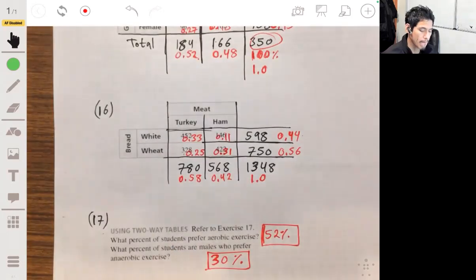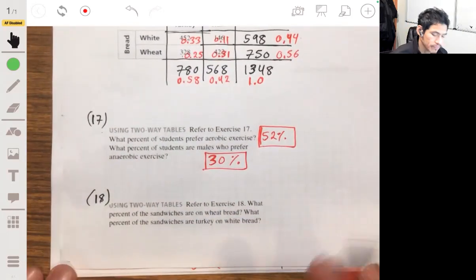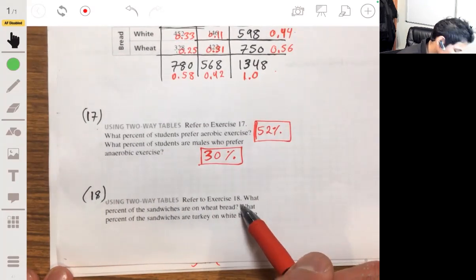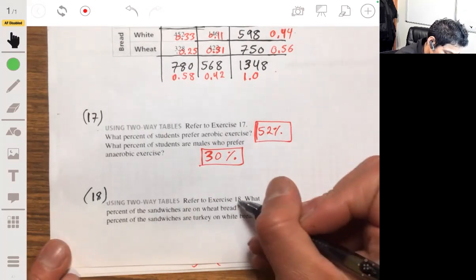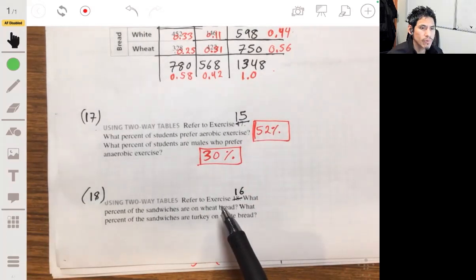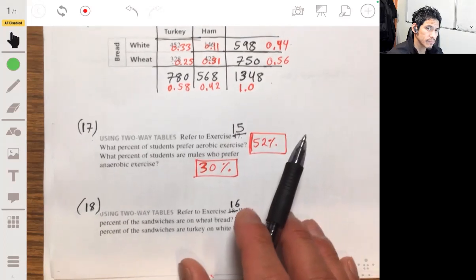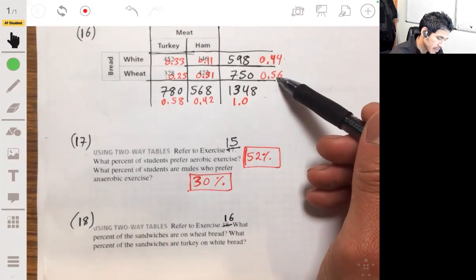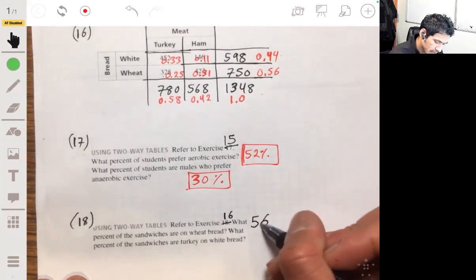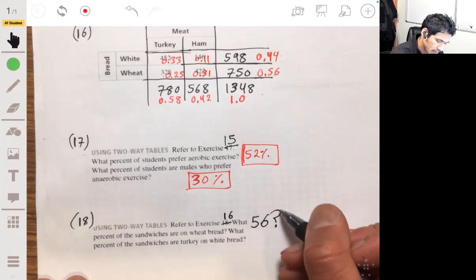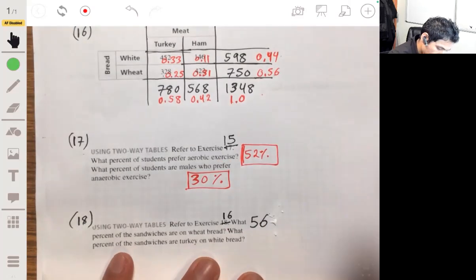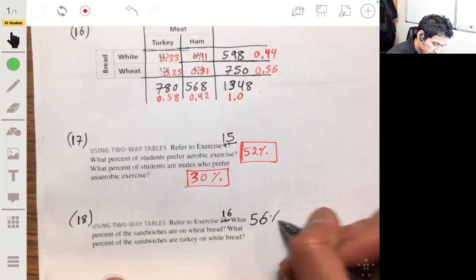So there we go. Now the follow-up question, refer to exercise 15. What percent of the sandwiches are on wheat bread? Well, that's simple. It's just going to be this value because this is all the wheat sandwiches. See how easy math is? 56%, or I should say stat. 56%.